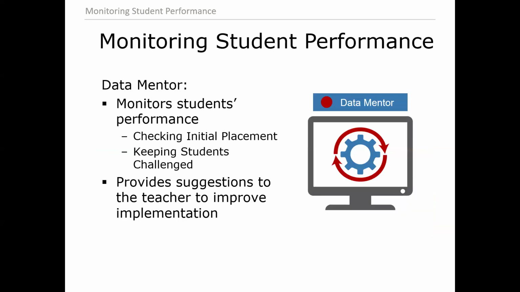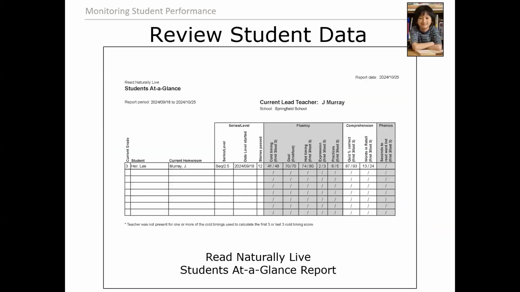Read Naturally Live has a feature that's called Data Mentor, and Data Mentor provides support and help for checking initial placement after the students pass the first 1, 2, and 3 stories. And then it provides support throughout the program, comparing where the students started to where they are now, and would provide a suggestion if one is needed.